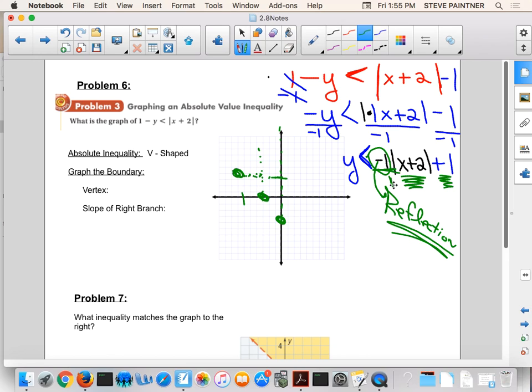Down 1, right 1, down 1, right 1, down 1, right 1. You could just do this forever. That's how easy that number is in front of the V. In front of the absolute value, it's a slope. Now, broken or solid? Broken. Okay, broken. And then, of course, you'd mirror it over here.